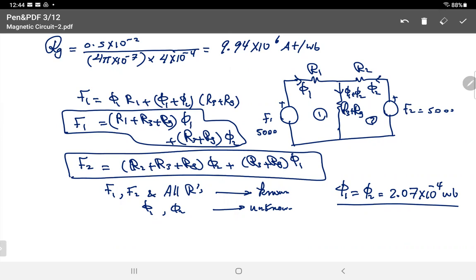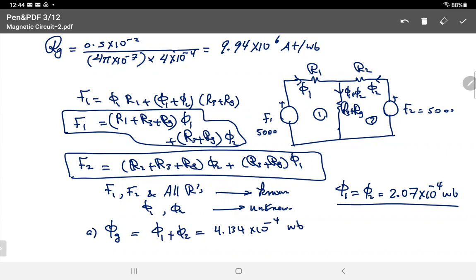So you get phi 1 and phi 2, and they are equal. The question is to find the air gap flux. Well, the air gap flux is the total, phi 1 plus phi 2, as you said. So phi g, that's the first part of the question, is equal to phi 1 plus phi 2. It will be double the quantity that you got there, which equals 4.134 times 10 to the negative 4 Weber.